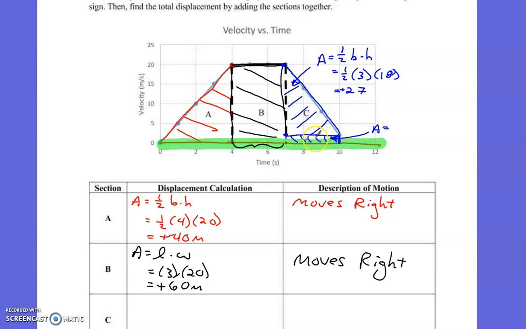And then we get the area of this rectangle down here, which is length times width. The length is from 7 to 10, which is 3. And the width is from 0 to 2, which is 2. That area comes out to be positive because it's above the axis. It is positive 6 meters. So for section C, it is actually 27 plus 6, which gives us positive 33 meters. And again, it is above that x-axis, so we are moving to the right.